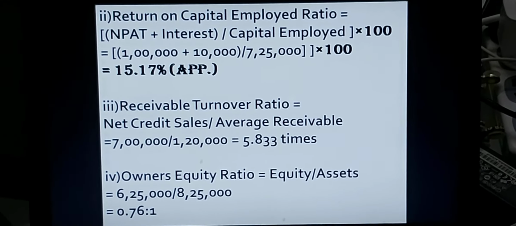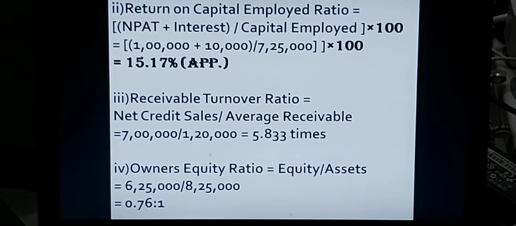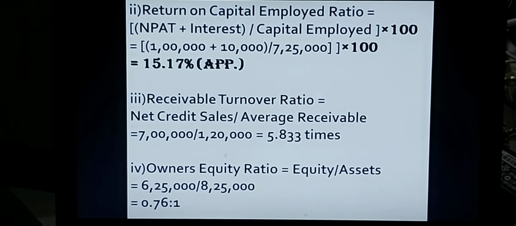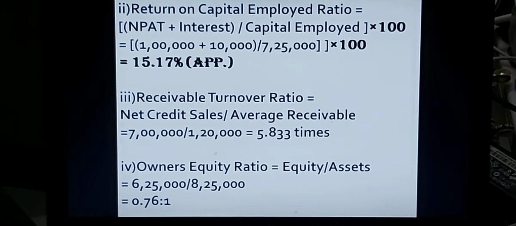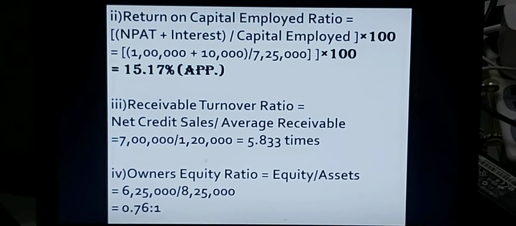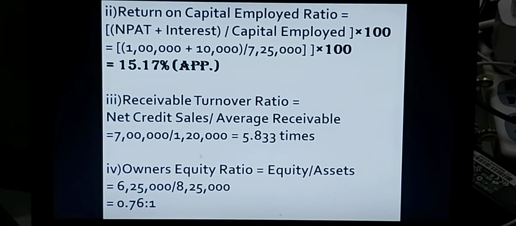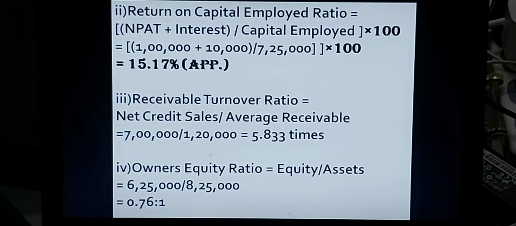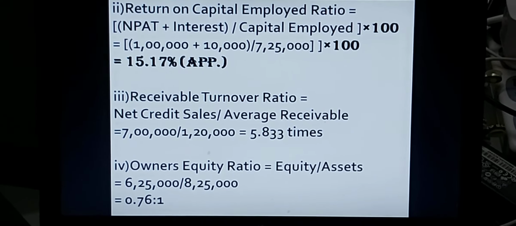And for average receivable in this math, two receivables are available for the closing item. Accounts receivable is taka 90,000 and bills receivable taka 30,000. So total closing receivable is taka 1,20,000. But you know, average receivable is equal to opening receivable plus closing receivable divided by 2. But in this method, opening receivable is unavailable, so average receivable is equal to closing receivable. So you can take accounts receivable taka 90,000 and bills receivable taka 30,000, for average receivable 1,20,000.